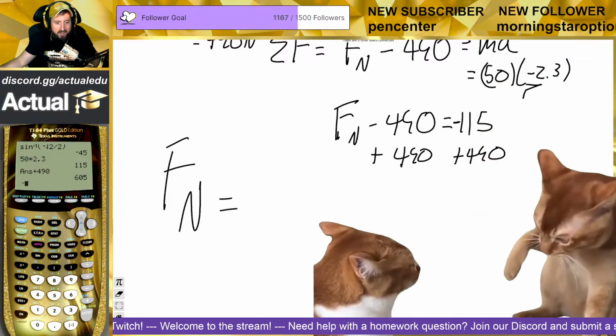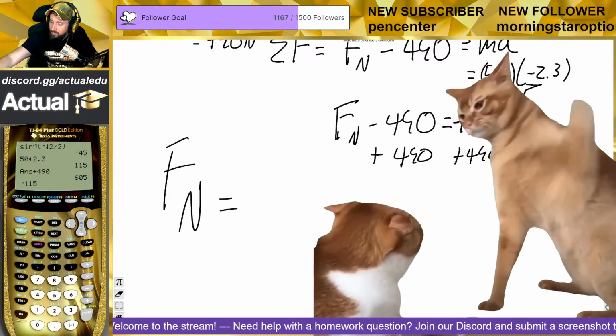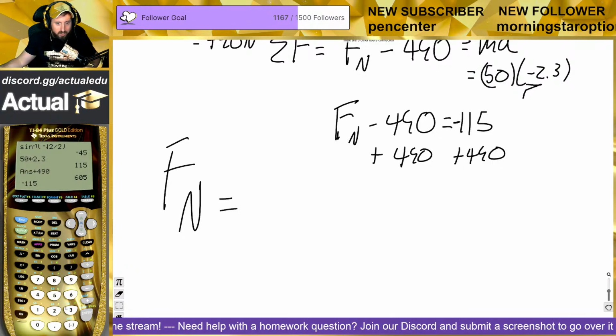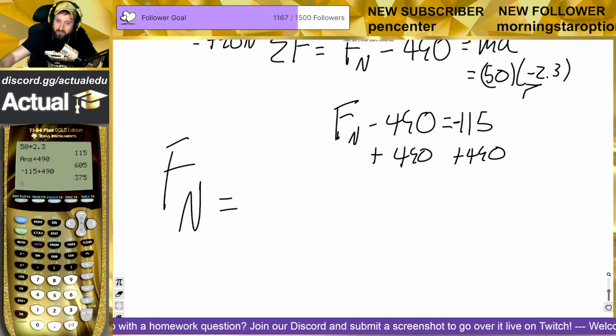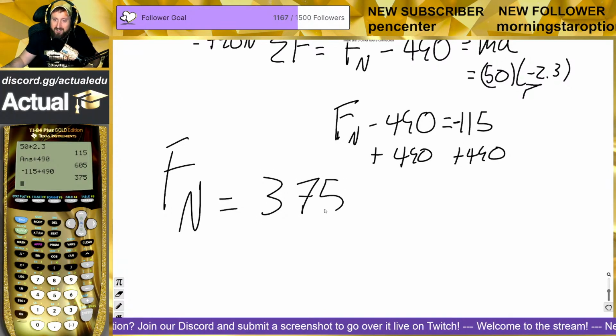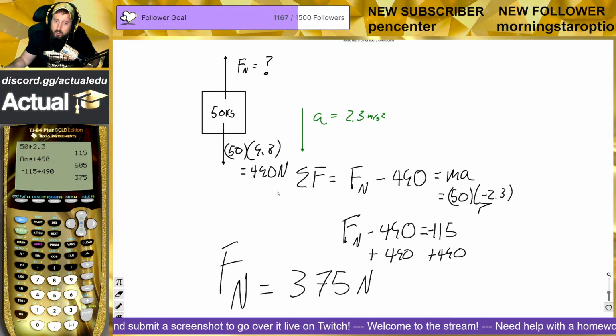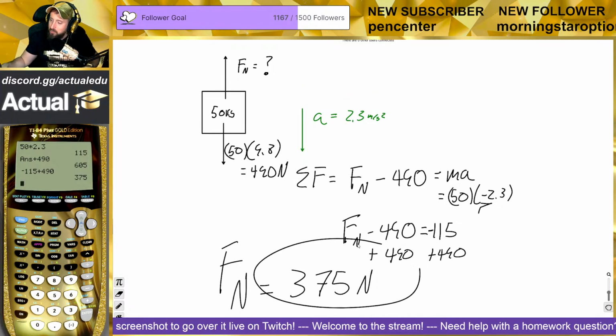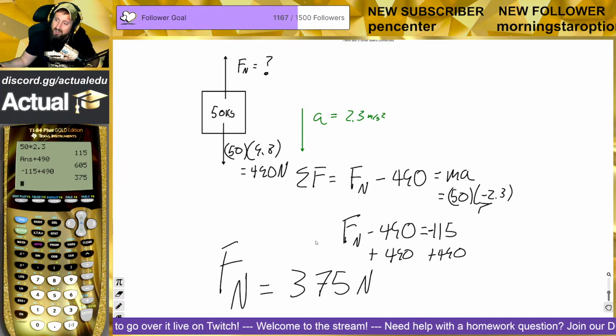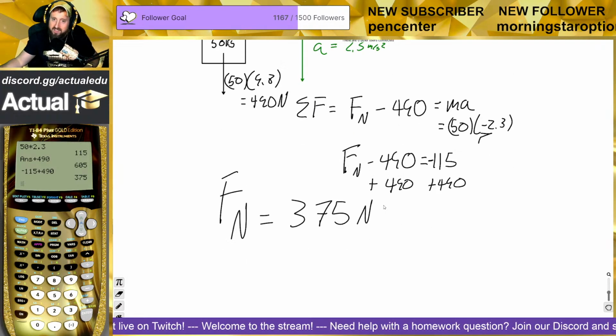So this is negative 115 plus 490. It's 375. Okay, cool. So you weigh less. Okay. So you usually weigh 490. Now you weigh 375, but the weight you kind of want in kilograms, I would say like the apparent mass. It's kind of what I like to think.